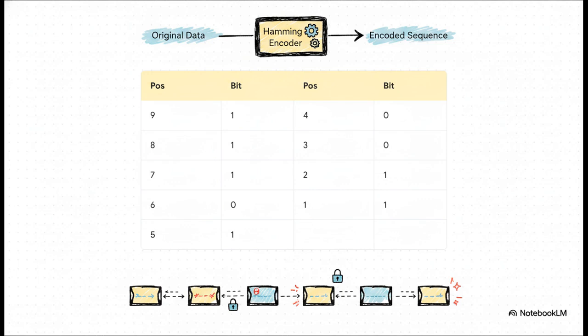And here we have it, our final encoded sequence perfectly ready for transmission. Reading right to left, we've got 11101000011. Those carefully calculated parity bits have completely locked our original data safely into place.